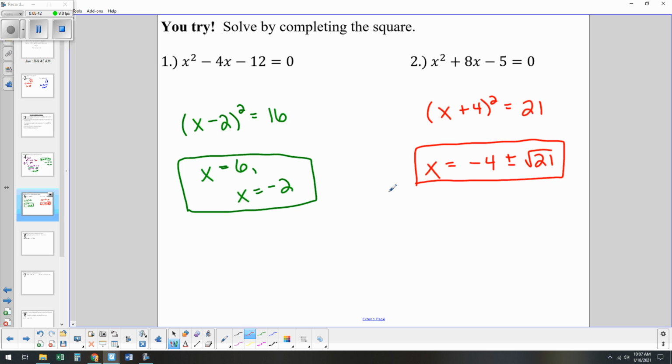All right, go ahead, check your answers there. Again, we could leave this as it is, and this we're able to reduce because the square root of 16 is 4, so we end up with x minus 2 equals positive and negative 4. So those are our two different solutions for that one.